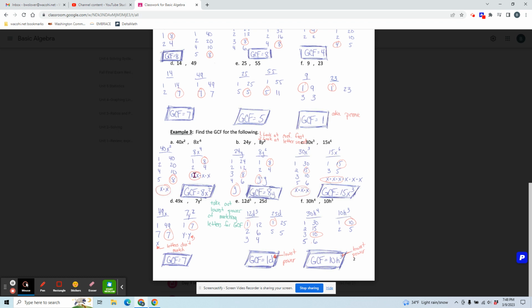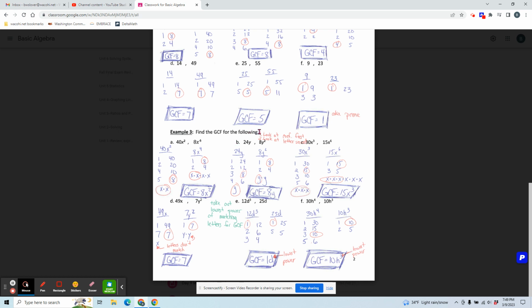Now that doesn't mean it's 2x. Okay? It's x times x. And remember, your product rule means that you're going to add your powers together. So I get x squared. So my greatest common factor is 8x squared.